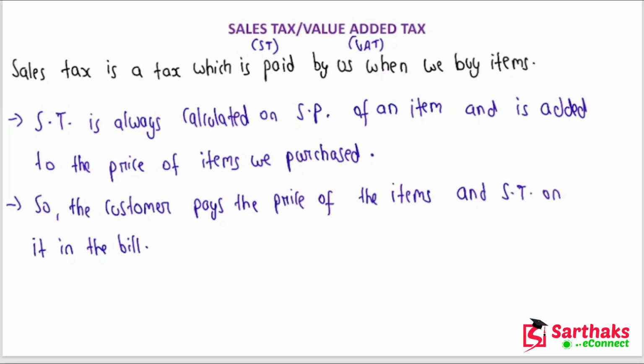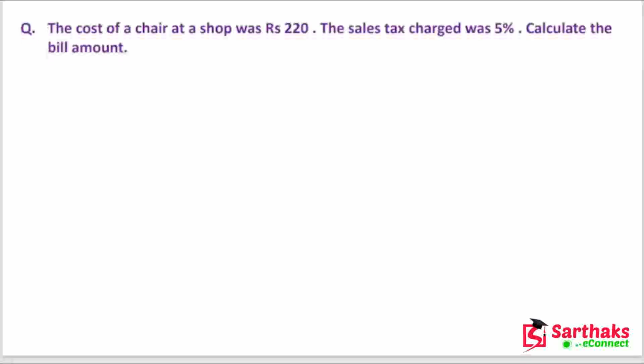Okay, let me show you with the help of an example how we calculate them. For example, the cost of a chair at a shop was rupees 220. The sales tax charged was 5%. Calculate the bill amount. Now the cost of the chair at a shop is 220 rupees, so it is the selling price. You can clearly see that 5% will be calculated on this 220 rupees.